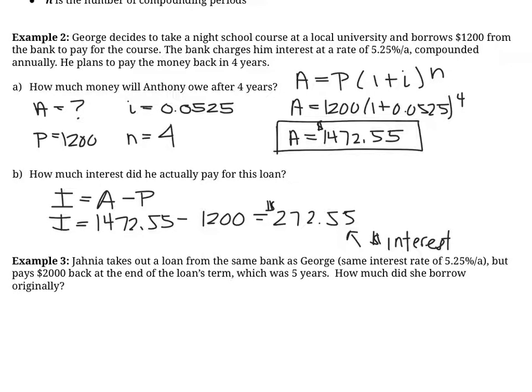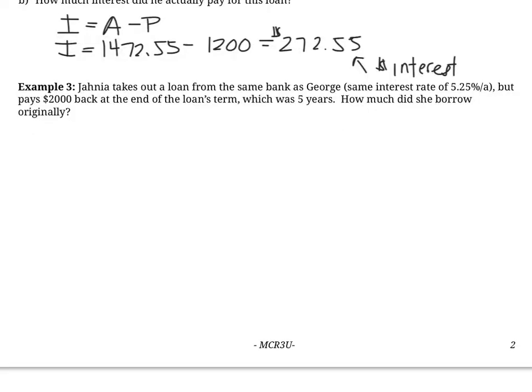So you can ask yourself, is it worth it? Is it worth me having this money now and I have to pay $272 for it? The next question is similar. It piggybacks off of George's question because it says Janaya takes out a loan from the same bank as George. So they charge her the same interest, which is 5.25% per annum. So that means per year, but she pays $2,000 back at the end of the loan's term, which is 5 years.